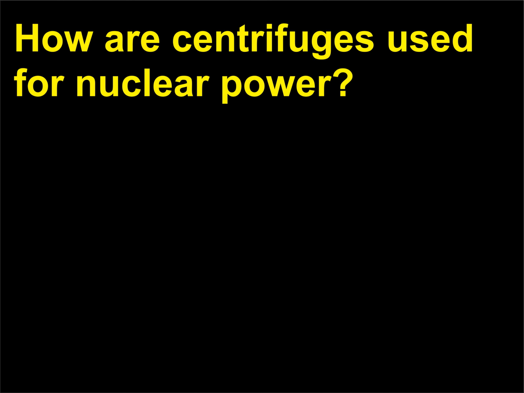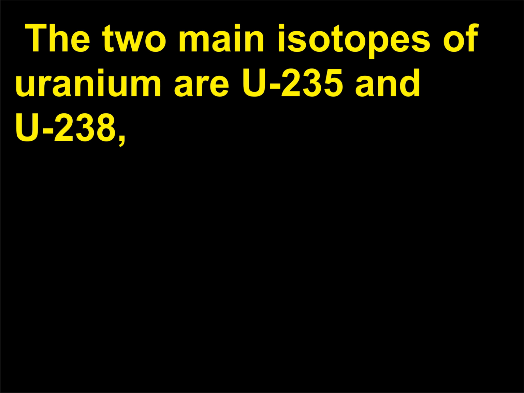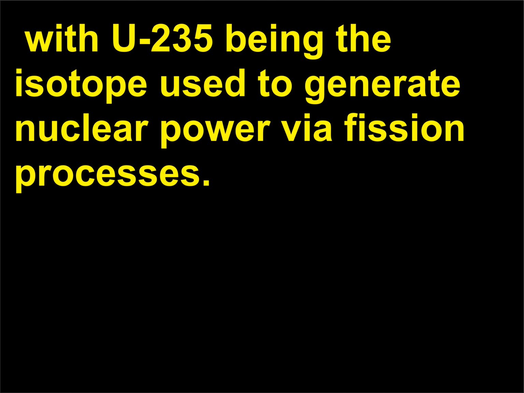How are centrifuges used for nuclear power? Centrifuges are used to enrich the uranium that is used in nuclear power plants. The two main isotopes of uranium are U-235 and U-238, with U-235 being the isotope used to generate nuclear power via fission processes.